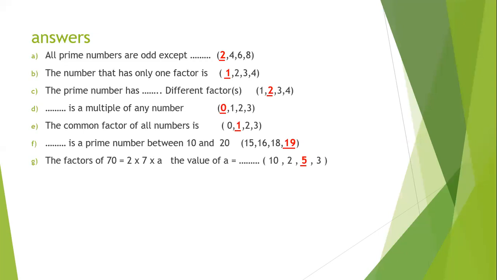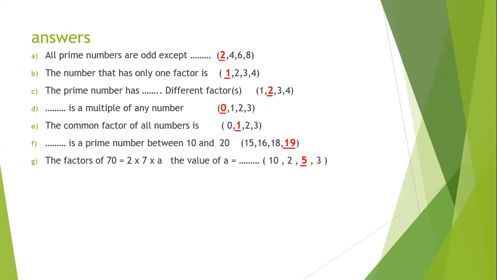Number A, all prime numbers are odd, except 2 is an even number. Number B, the number that has only one factor is 1. Number C, the prime number has 2 different factors. What are these 2 different factors? The 1 and the number itself.